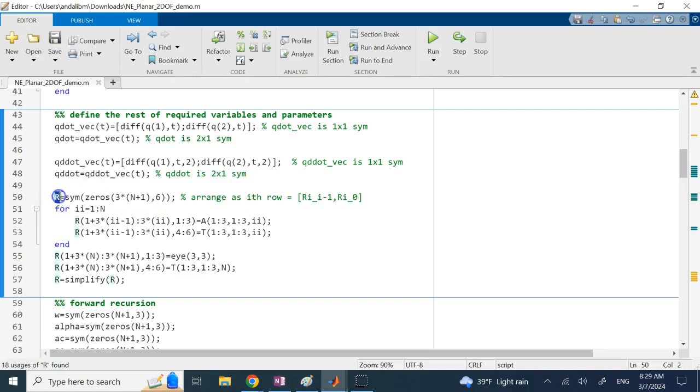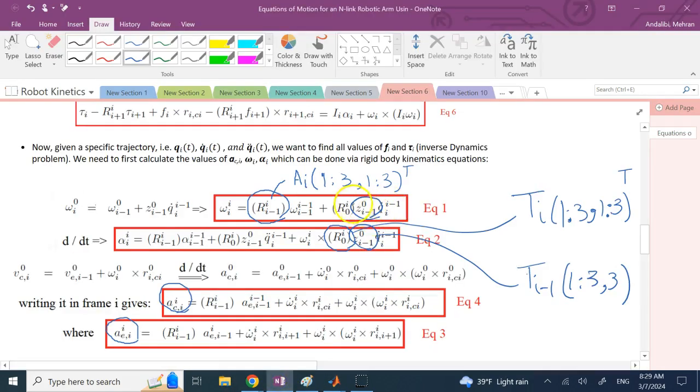R here is the huge matrix that involves all of the R's that I need. If you remember, I need two types of R's. One is the relative R between two consecutive frames. The other one is the absolute R that I need for each frame, okay, with respect to the base.